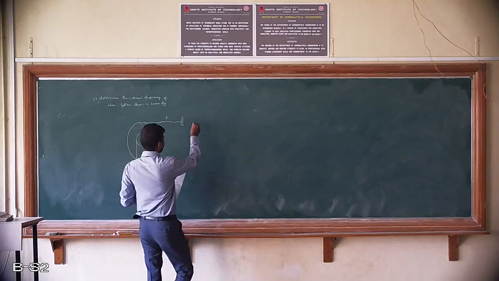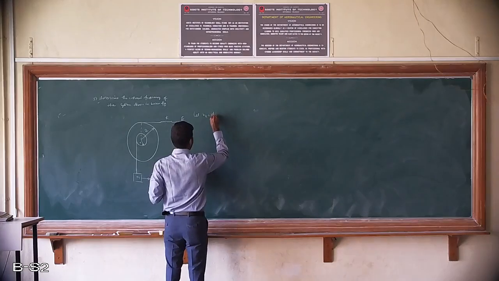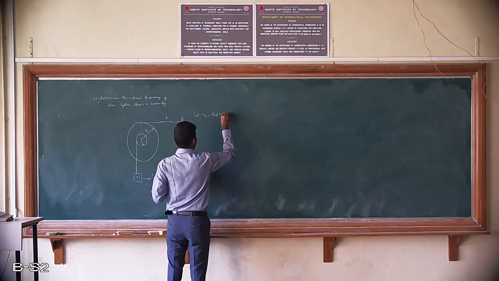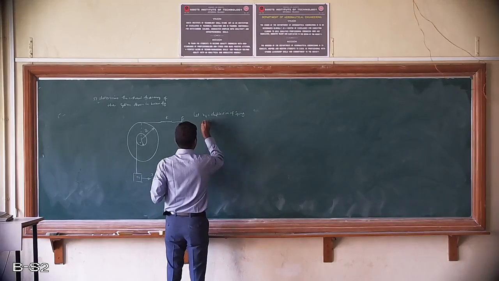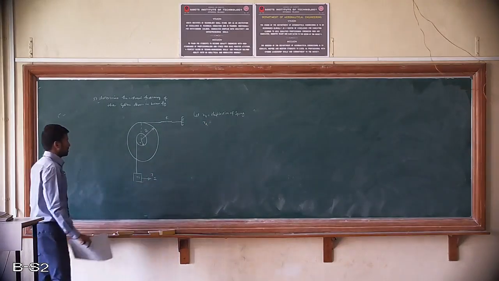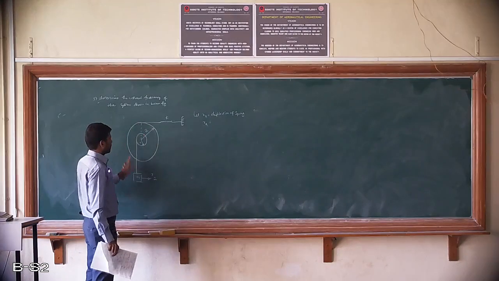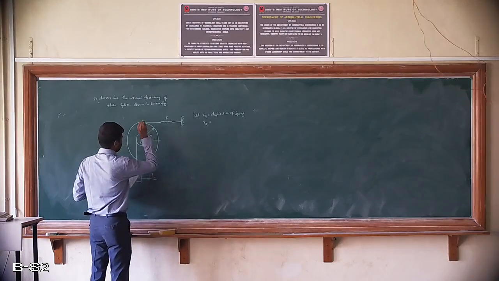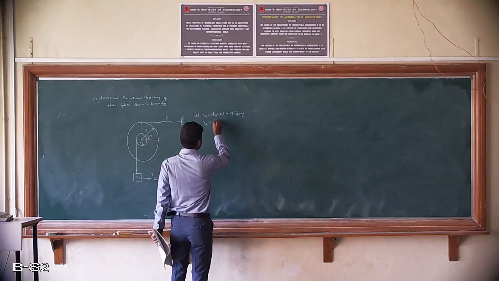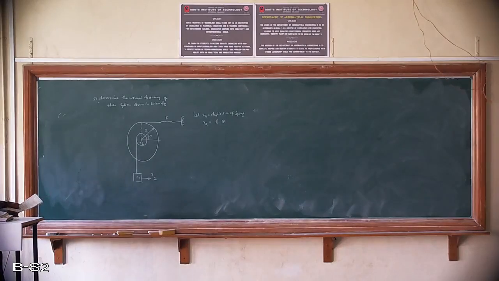Let x2 be the deflection of the spring. So what is the deflection of the spring? The spring is attached to the bigger pulley, which has a radius R, and it moves through an angle theta. So the deflection of the spring is R into theta, which is x2. That is, x2 is equal to R into theta.